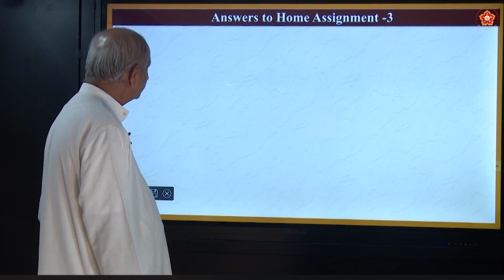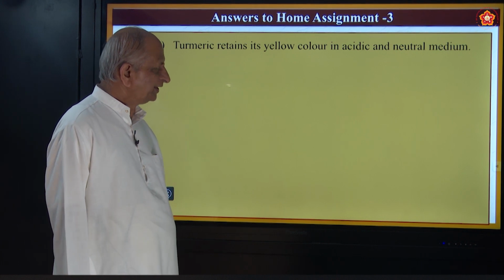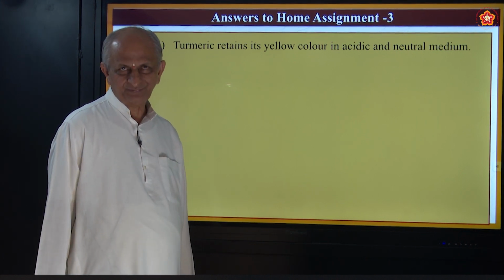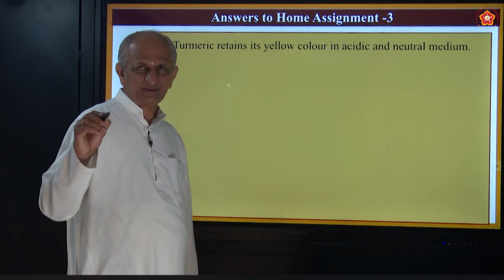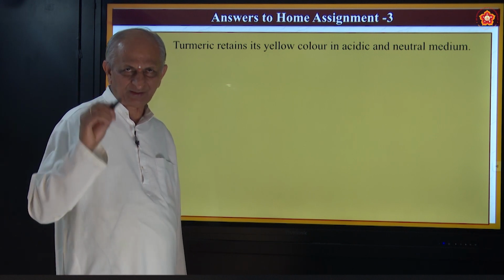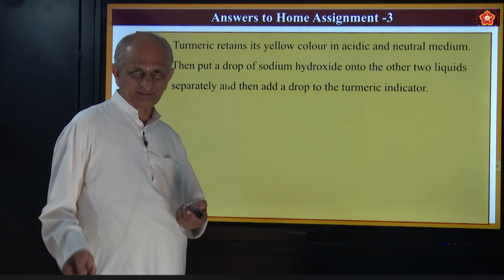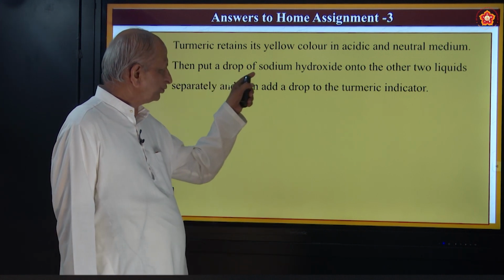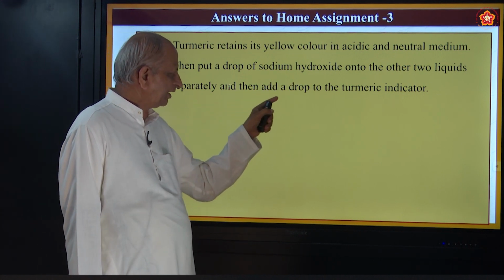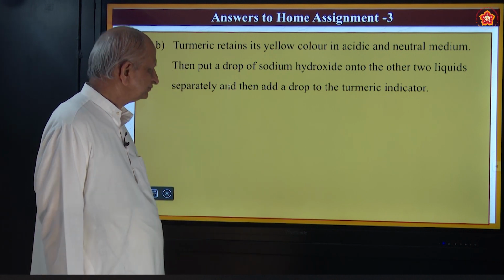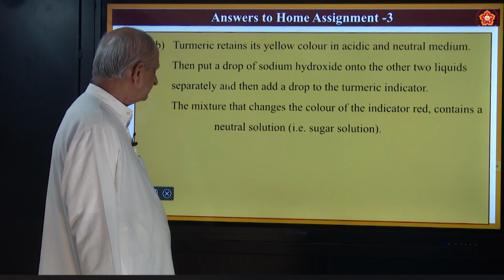Now coming to the second one, turmeric retains its yellow color in acidic and neutral solution. In acid there is no change. In neutral also. Neutral means what? Maybe salt or water, whatever it is, it won't change color. So then how to differentiate? Put a drop of sodium hydroxide into the other 2 liquids separately and then add a drop of turmeric indicator. So, for these 2 add a drop of sodium hydroxide.